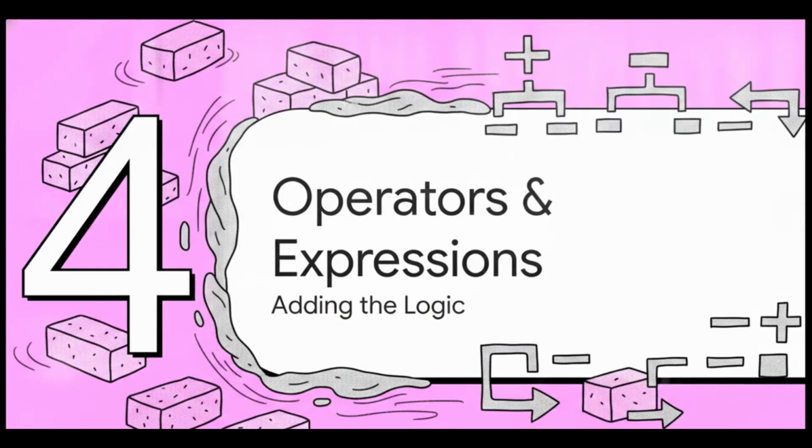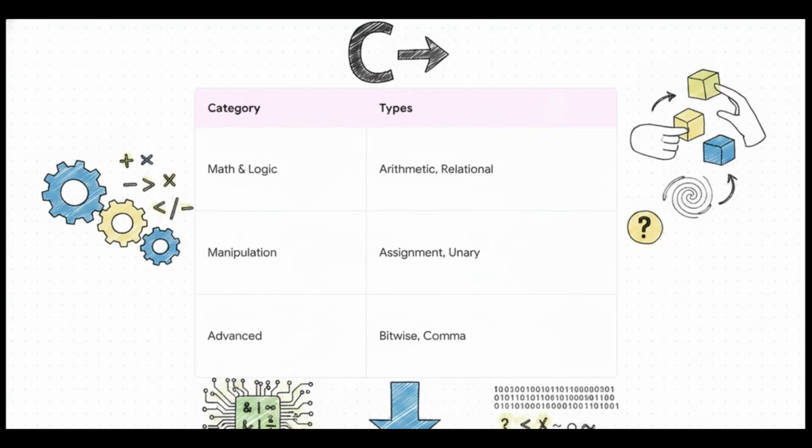Section 4. Operators and expressions. We have our individual blocks, but now we need the mortar to hold them together. C gives us a massive toolkit of operators to manipulate our data. Under core math and logic, you've got your standard arithmetic, relational, and logical operators. For value manipulation, you'll be using assignment, unary, and conditional operators, and for the real heavy lifting behind the scenes, there are advanced operations like bitwise. Think of these operators as the verbs of our programming language. They tell the computer exactly what actions to perform on those data blocks we just talked about.